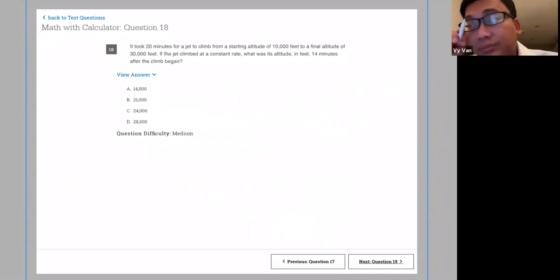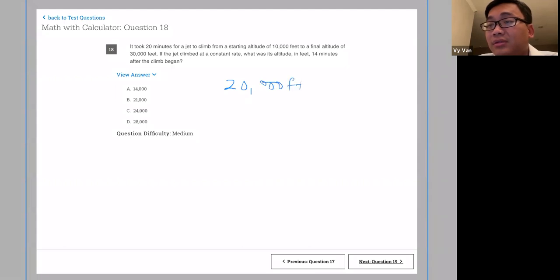Number 18. It took 20 minutes for a jet to climb from a starting altitude of 10,000 feet to a final altitude of 30,000 feet. At this constant rate, what was its altitude in 14 minutes? So 10,000 to 30,000, that means in 20 minutes, it climbs 20,000 feet. You can just subtract them.